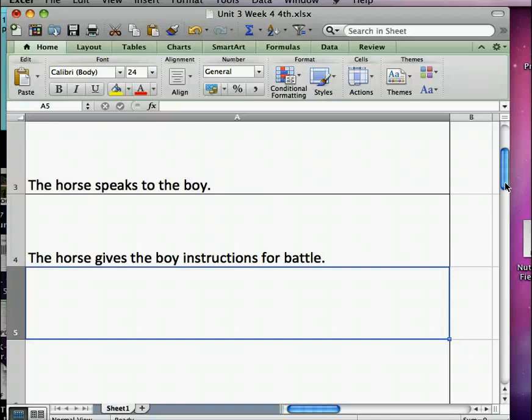Now, I'm going to stop right there real quick because I want to know, how do the boy's actions affect the outcome of the battle? How do his actions affect the outcome of the battle? Well, the Pawnee men are encouraged to follow his lead by riding towards the enemy, and they are able to drive the enemy away.